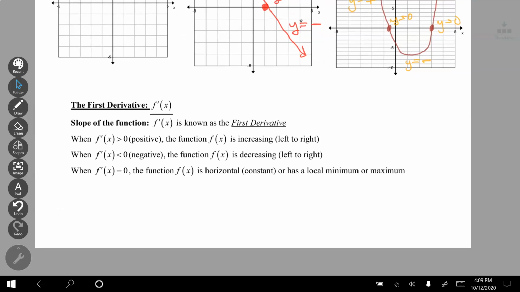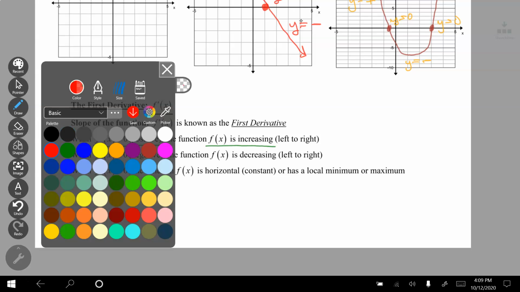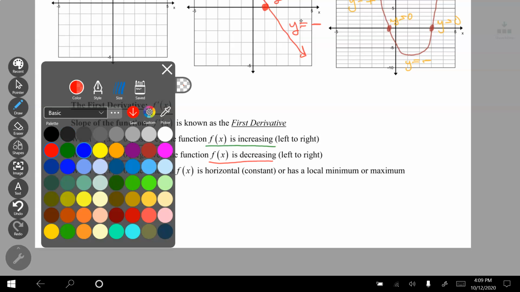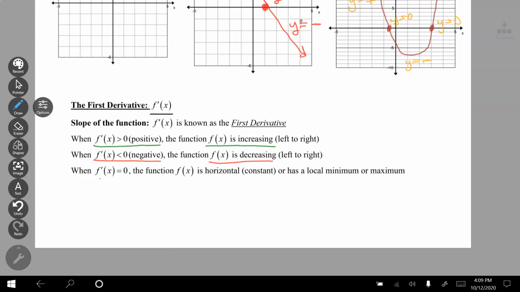So basically, in summary, we have this. F prime, also known as the first derivative, is positive, has positive y values, when the function is increasing or going uphill. F prime is negative, or its y values are negative, when the function is decreasing or going downhill. And then f prime is equal to 0 when the function is horizontal, or what we even better have, mins and maxes.